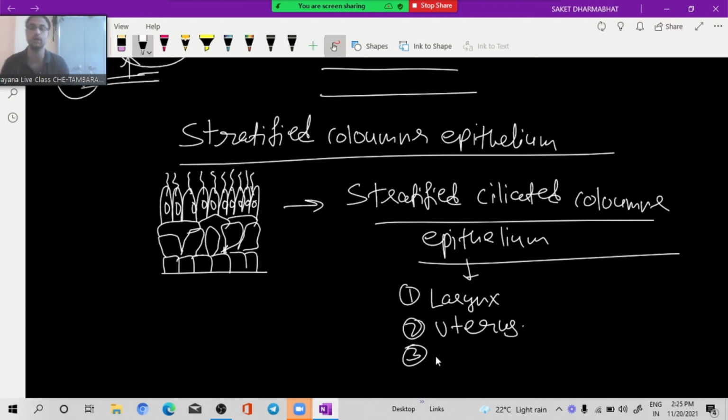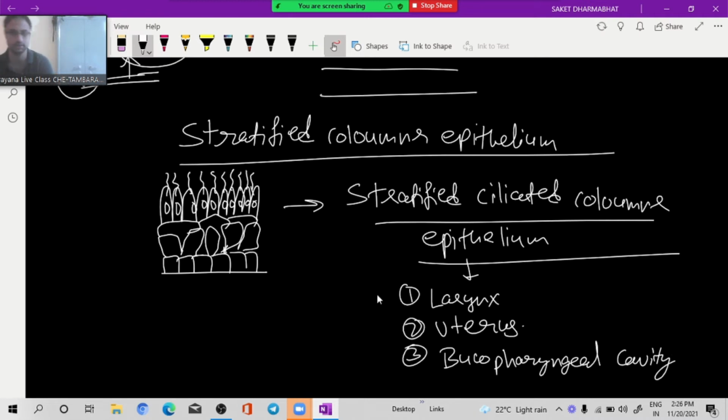I have already told you, in frog which kind of breathing is going on? Positive pressure breathing. The frog is filling air into its buccopharyngeal cavity. The buccal cavity and pharynx combine to form the buccopharyngeal cavity, and after that it pushes that air forcefully into the lungs. So in the buccopharyngeal cavity, this is also found.